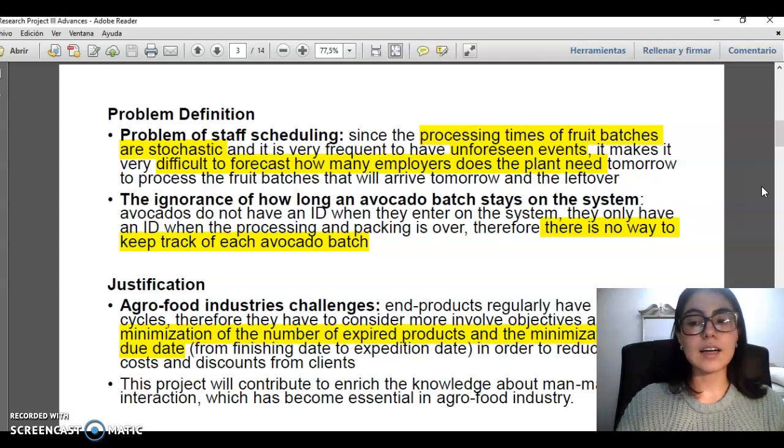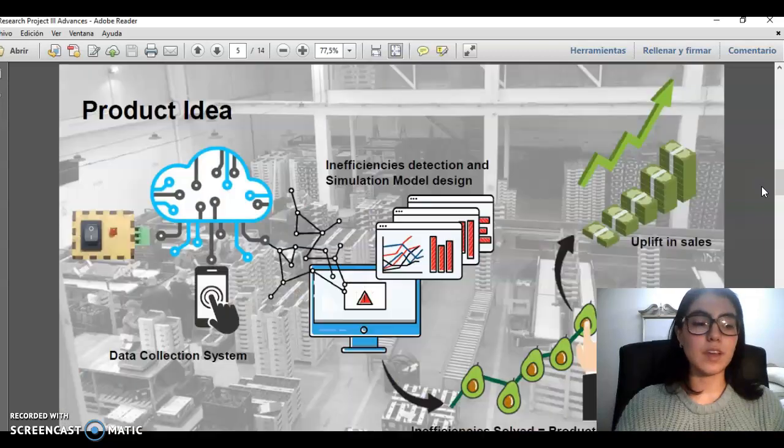Also, they don't have a system to monitor the batches of avocado during the whole process. They don't know in real time where the batch of fruit is, where the avocados are. Also, they don't know, according to the supplier, which are the characteristics of the fruit in order to take decisions on the processing. So with this project we want to record this data and help them decrease these uncertainties. These are some pictures of the avocado plant.